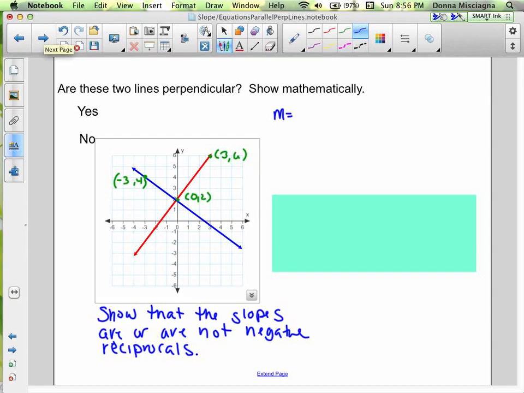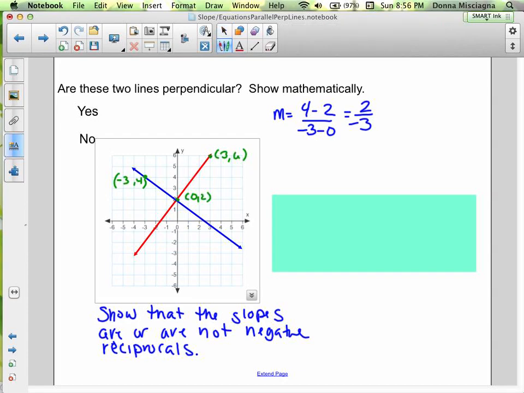So I've got 4 minus 2 in the numerator, and the difference in the x-coordinates, -3 minus 0. That's going to give me 2 in the numerator, -3 in the denominator. It doesn't really matter where the negative is. That's still a -2/3. Let's find the slope of the red line.